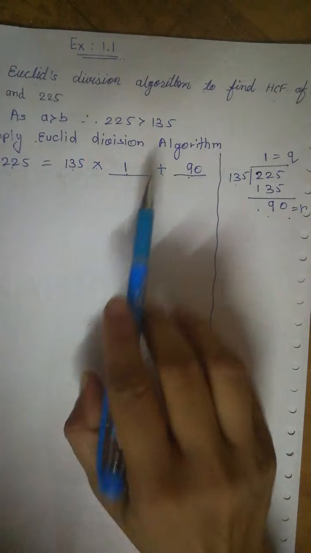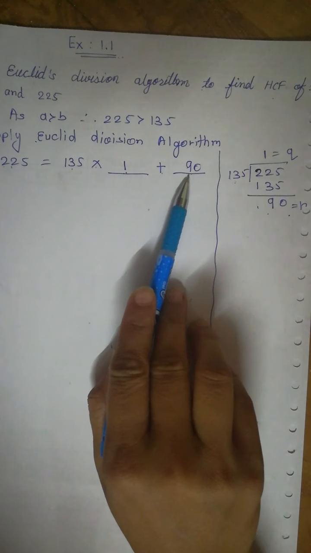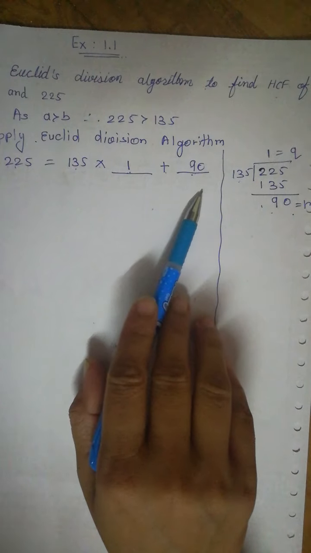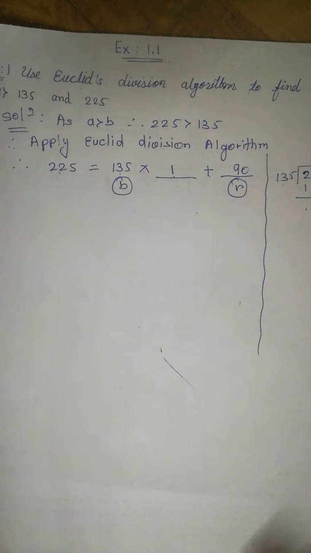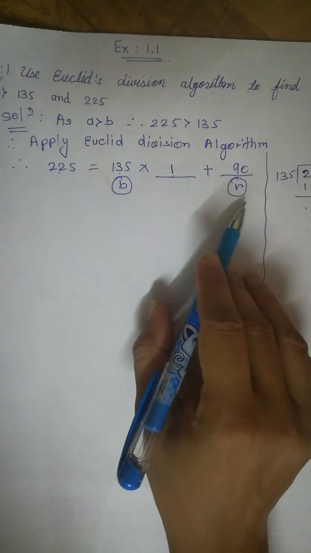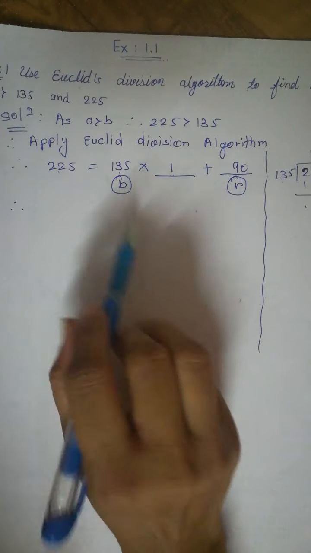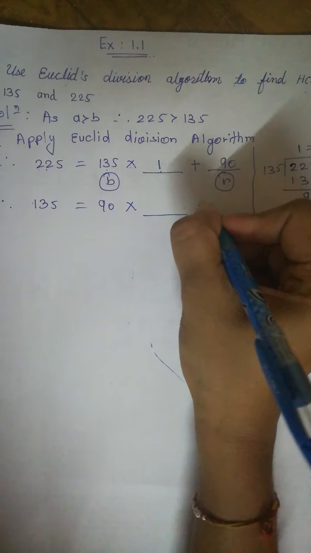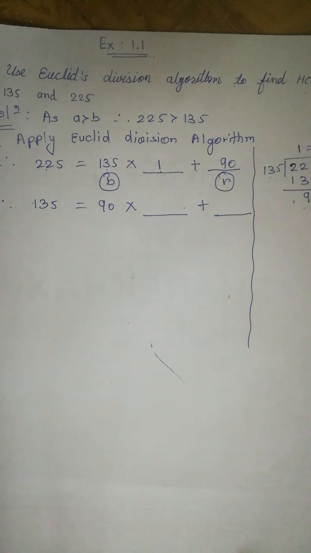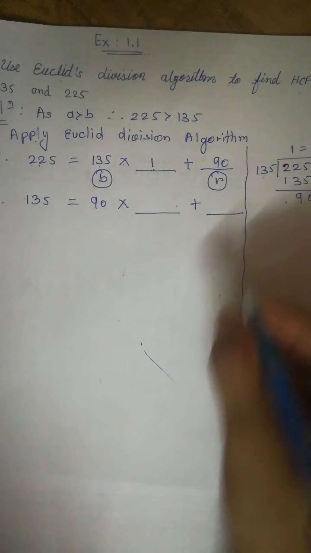As Euclid division algorithm says, if we don't get R equal to 0 at the very first stage, we have to apply the Euclid division algorithm on the values of B and R. So here again we apply the Euclid division algorithm on B and R. So what we get? 135 is equal to 90 into, put the quotient, and plus the remainder. Again let's check what the quotient and remainder are.